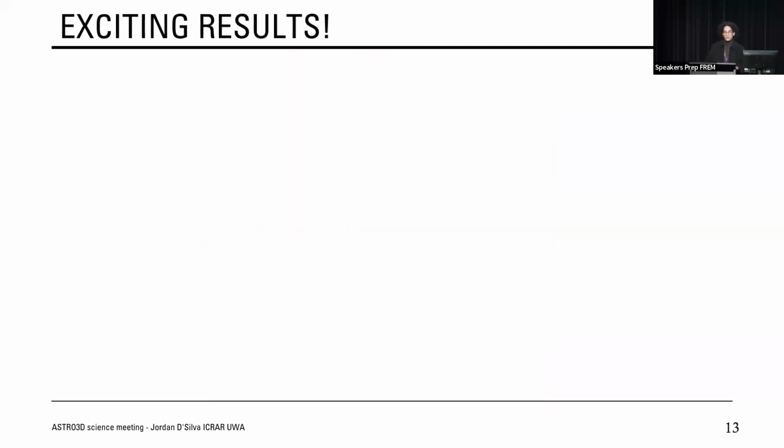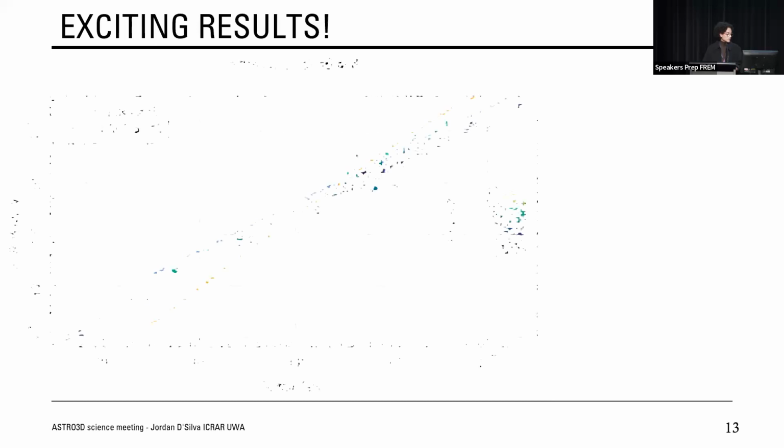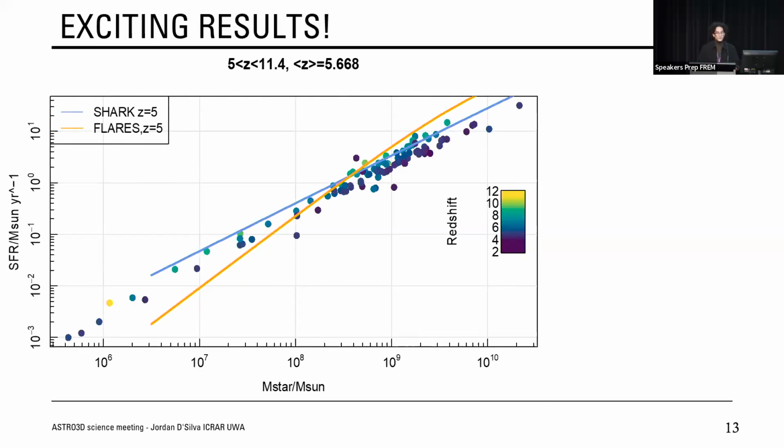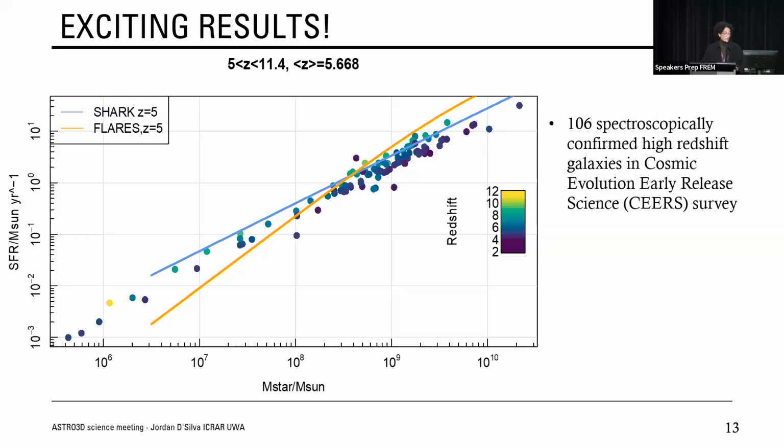Now, we've made all of these improvements and efforts on doing the data reduction. How about I show you some science? So I'm very excited to share with you these preliminary results from our JWST imaging. So this is the star formation main sequence, the star formation rate stellar mass plane between redshift 5 and redshift 11.4, calculated for 106 spectroscopically confirmed high redshift galaxies in the SEARS survey.